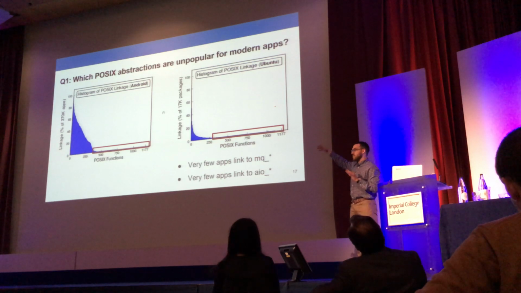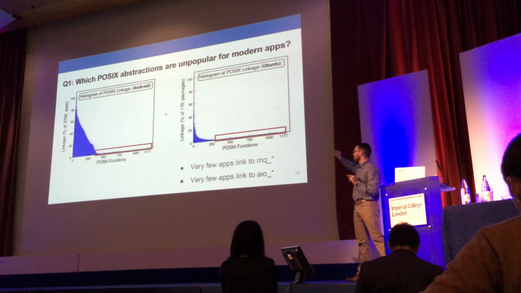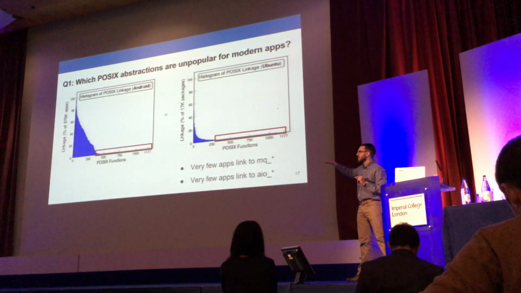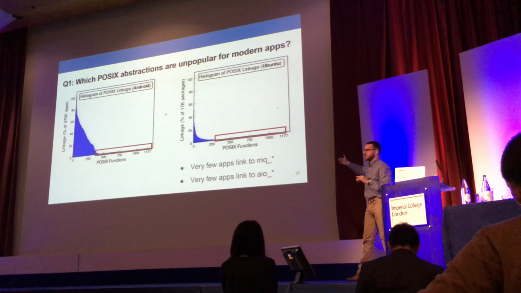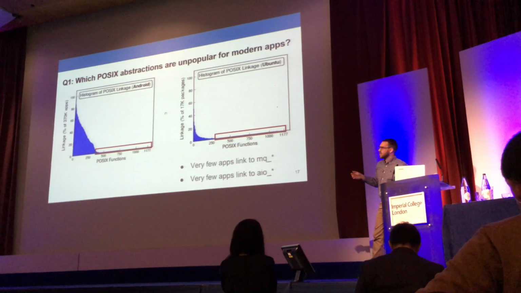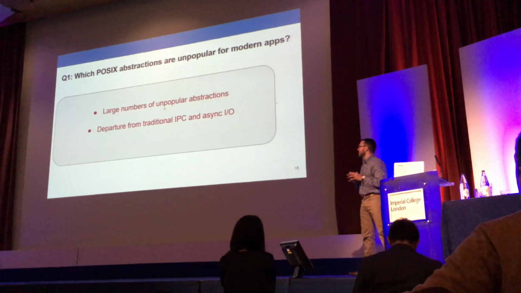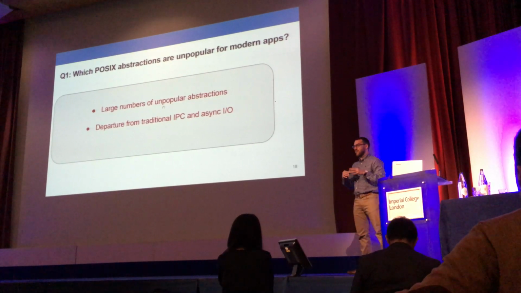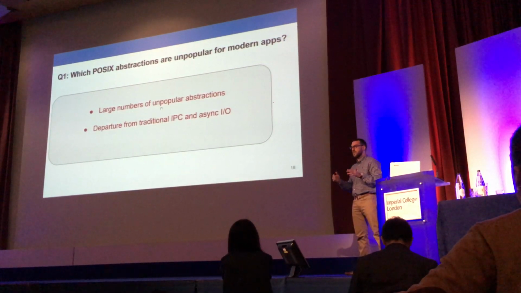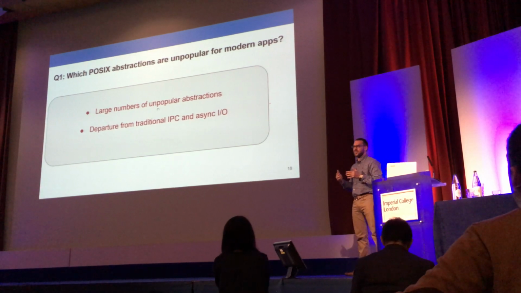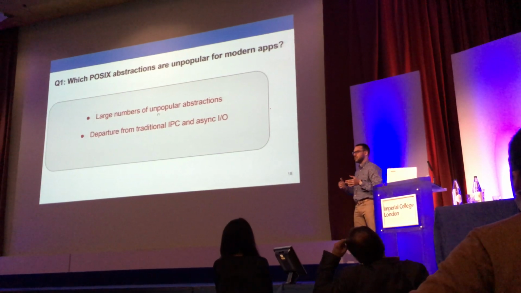On the y-axis, the linkage of packages to POSIX, and on the x-axis, you have the POSIX functions, and you can observe that the pattern is similar. You have a long tail of many unused and therefore unpopular interfaces. So the takeaway from the answer to our first question is that there is a large number of unpopular abstractions, and there is a departure from traditional IPC and asynchronous I/O functions, especially in Android, which is surprising if you consider the fact that Android applications are highly asynchronous and they manage all sorts of data.